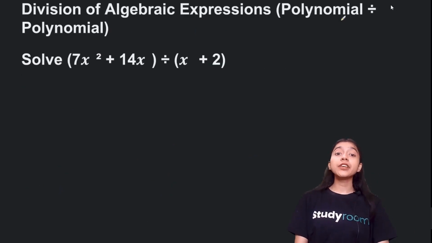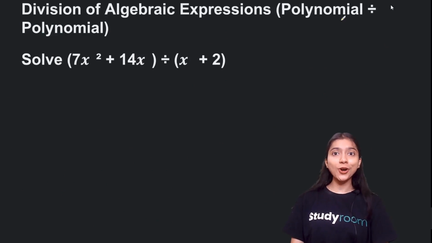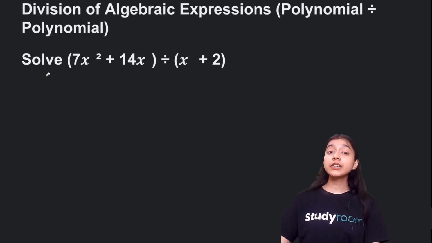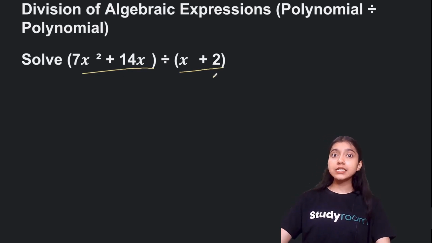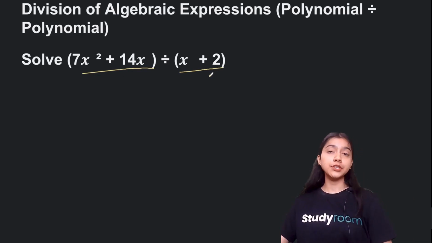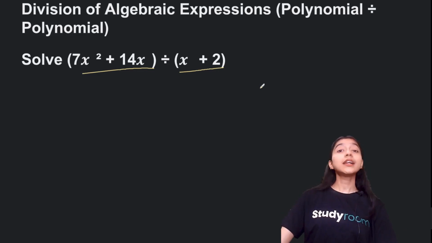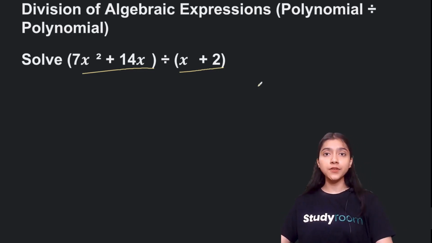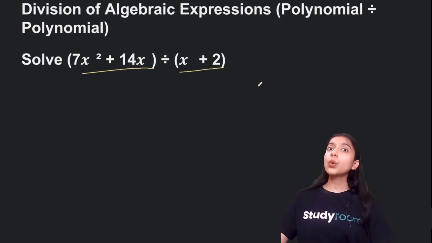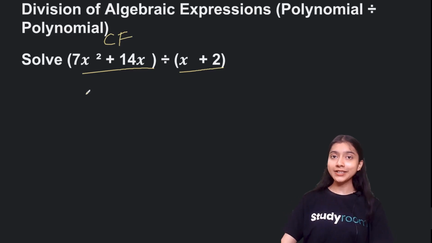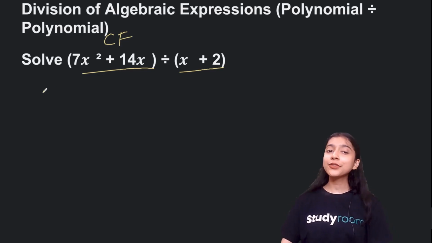Now we'll be solving another problem using the method of common factor. So here we have a polynomial. This is 7x square plus 14x, and this x plus 2 is again a polynomial. So what we have with us is polynomial division. Now you must remember one thing, that in case of polynomial division, we cannot break it into monomial division. The only method left with us is the method of common factor. Got it? So we'll be using the method of common factor.